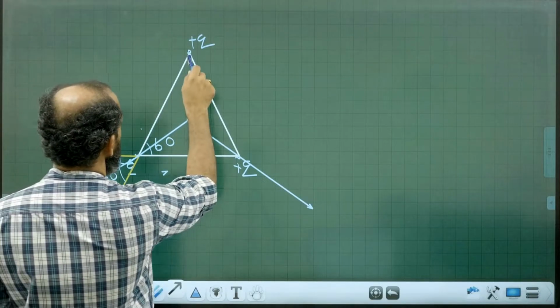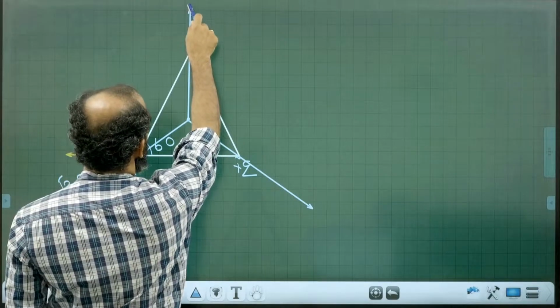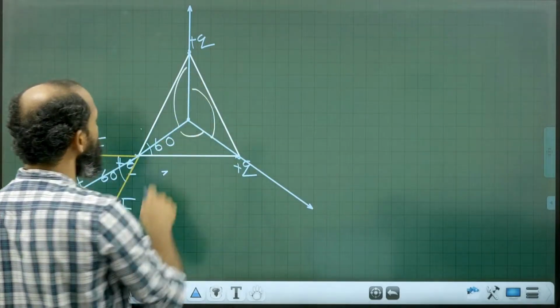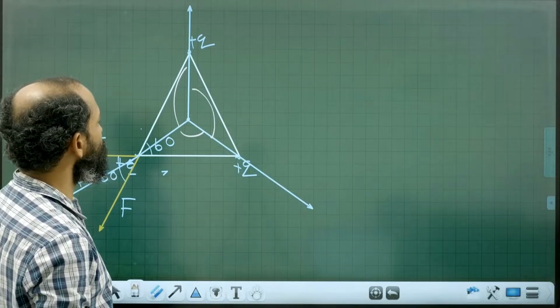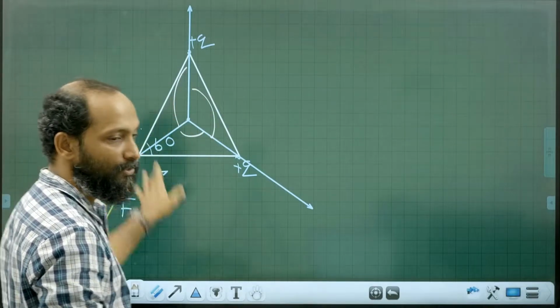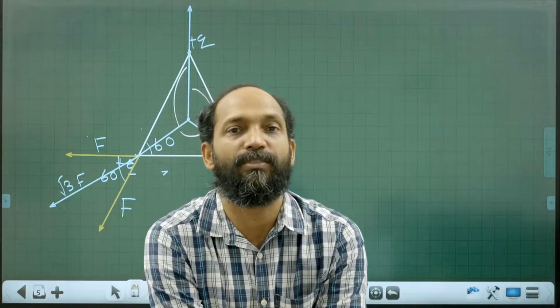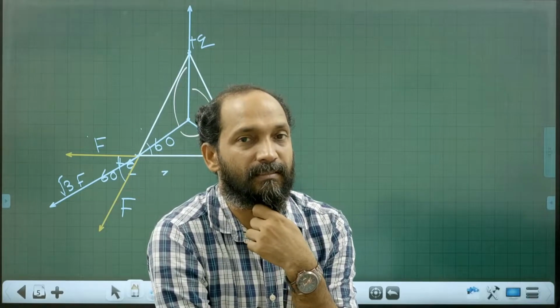This is one of those √3 F's. What about the other √3 F? That will be along this line. And the angle between each of these √3 F's will be 120, 120, 120. Forces are of equal magnitude and angle 120. The resultant would be 0. That is why the total electrostatic force is 0. Okay, that's Coulomb's law.